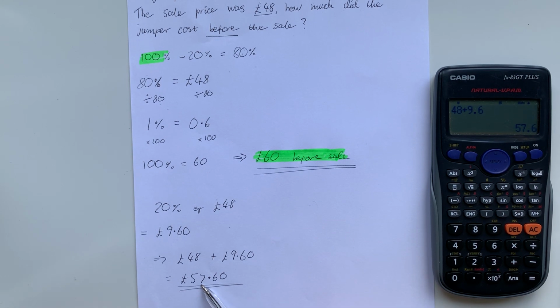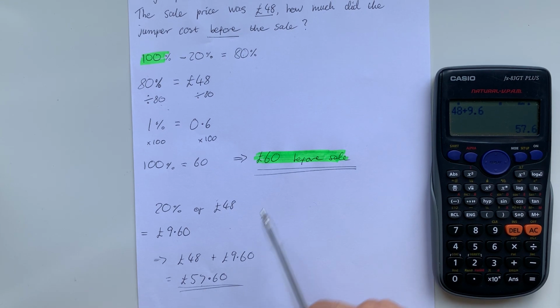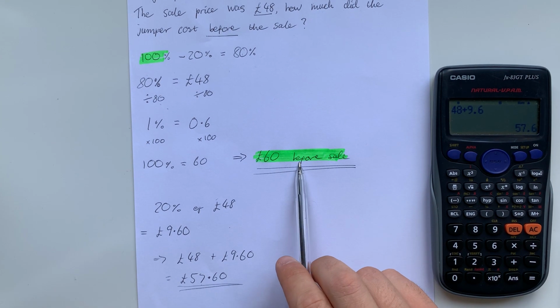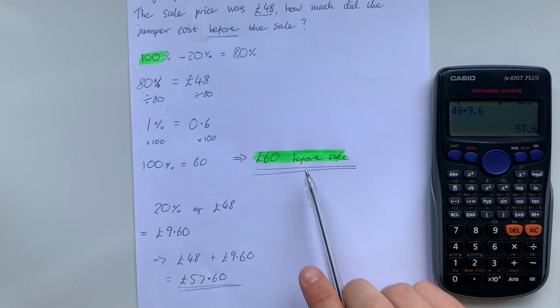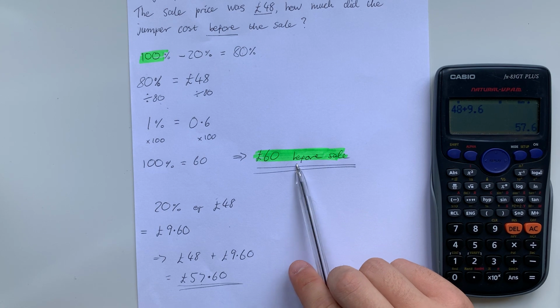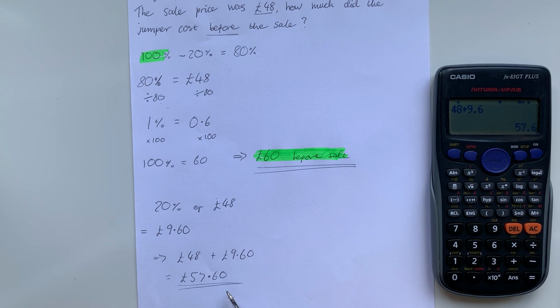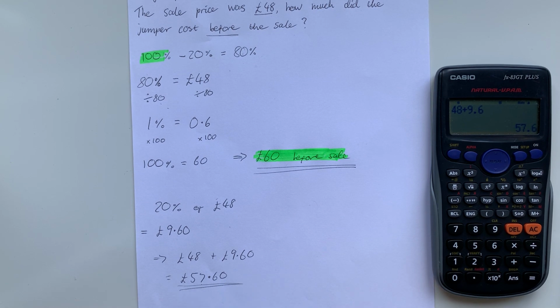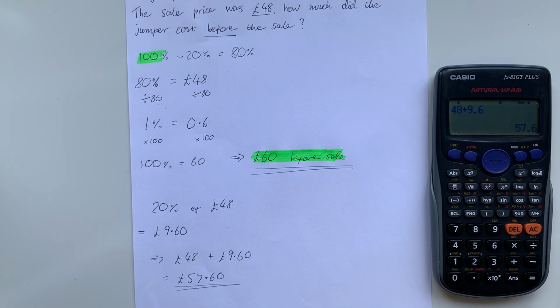So essentially in the context of this question, it's not as good a deal as the reality, the correct answer, because in this example, the jumper did cost £60, it's now down to 48, you're saving £12. In this one, it's £57.60 down to 48, you're only saving £9.60. And it's incorrect to do it this way anyway. So regardless whether it's a better deal or not, it's not the correct way to do it.